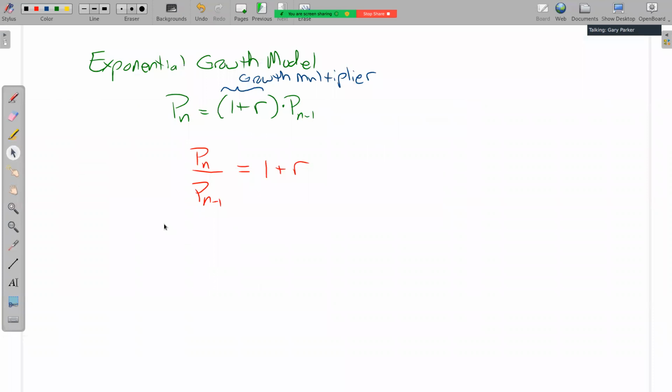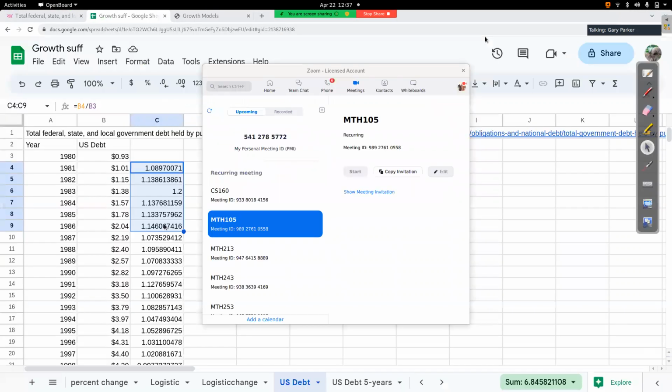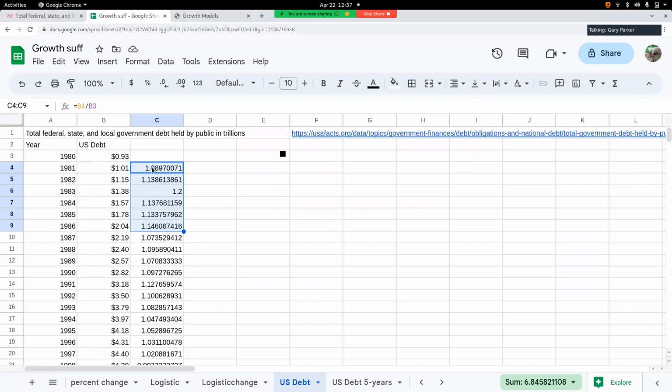So we know our recursive model for exponential growth, that we have some future population or amount is the growth multiplier times whatever the previous amount was. Now, if we just divide that previous amount to the other side, then that means the ratio of two consecutive years, in this case, should give me the growth multiplier, that 1 plus r. So in my spreadsheet, I just asked my spreadsheet to divide the 1981 amount divided by the 1980 amount, and then I just filled that down.